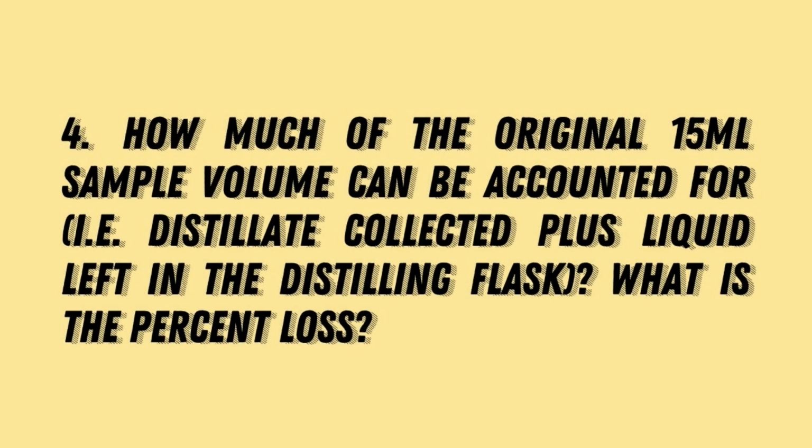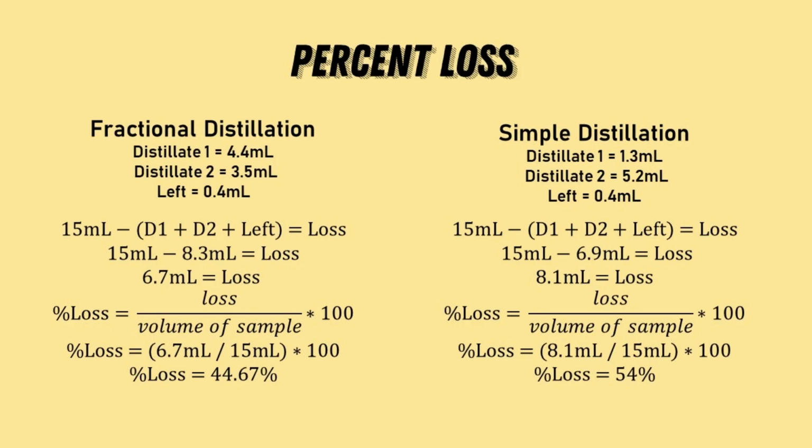Based on our calculations, the percent loss of both the simple distillation, which is 54%, and fractional distillation, which is 44.67%, are significantly high. So we can think of two contributing factors to this. First is the uncollected liquid, which can be the vapor still in the tubes and the uncollected droplets. Another contributing factor is that the liquid left in the distilling flask was not actually measured. So it was merely an assumption that the liquid left in the flask was 0.4 ml.